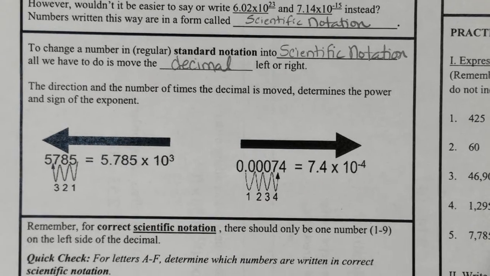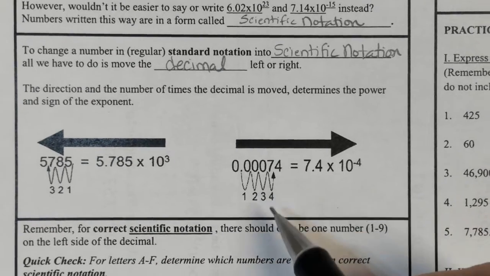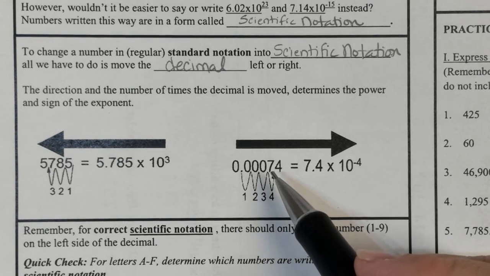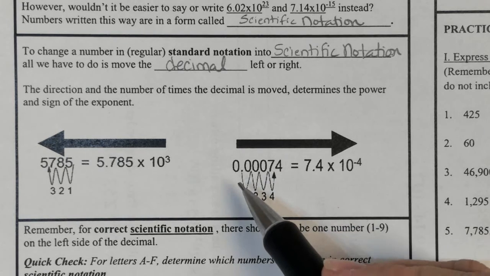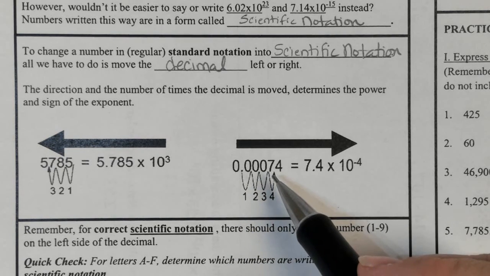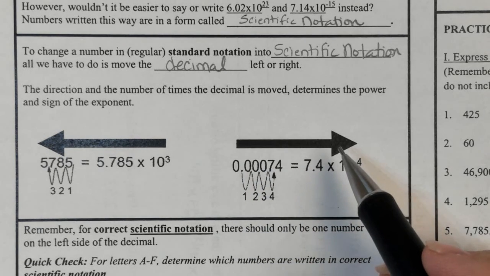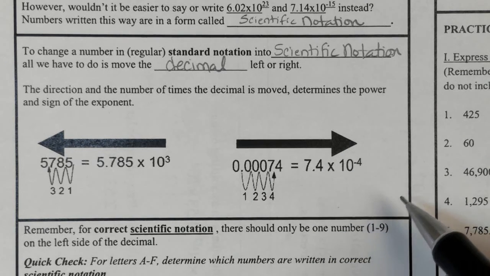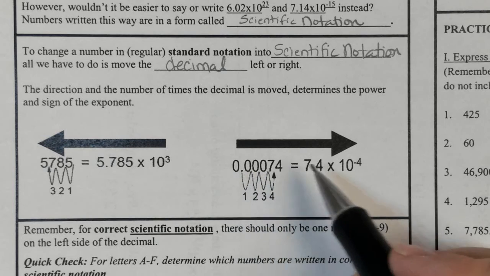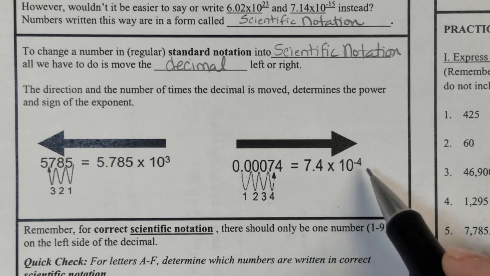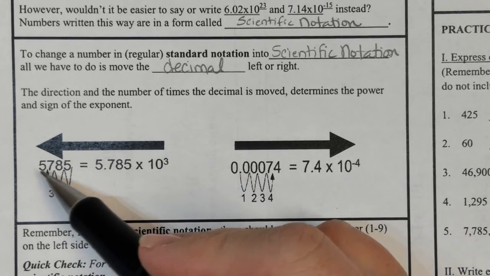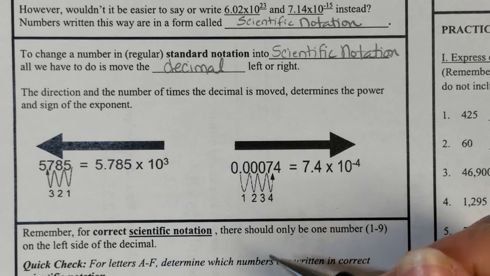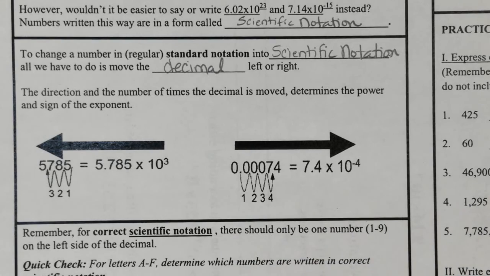Look at this one. Since we have to move our decimal to where we have only one number to the left side of the decimal, we're going to move it between the 7 and the 4. So that's 4 hops. And since we went to the right, it's going to be a negative exponent. We're making this number larger for the decimal, so we go with the smaller exponent. This one we're making smaller when we go to the decimal, so we go to the larger exponent. That's one way you can remember the left and right.